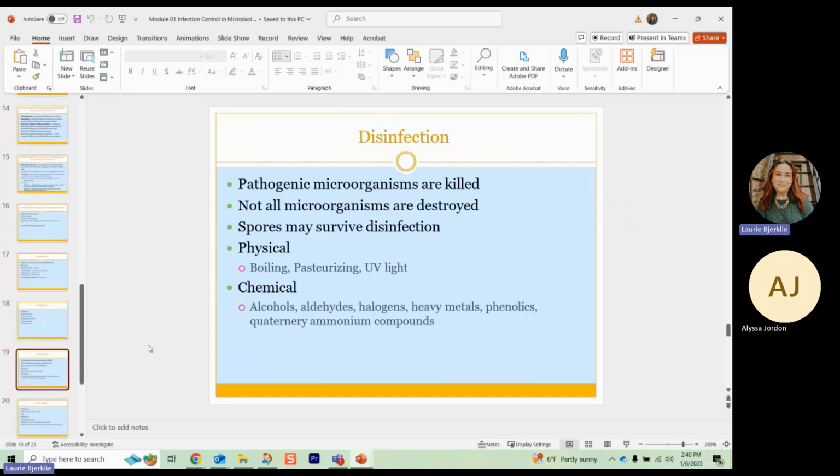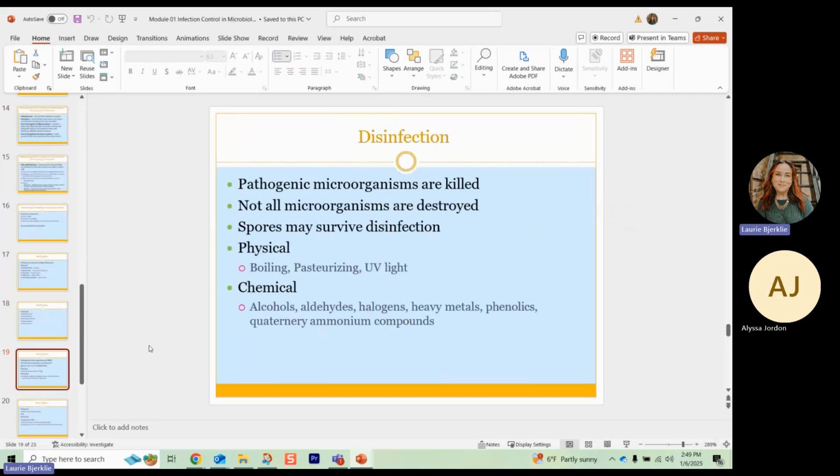And then disinfection is where you're basically killing a lot of the organisms, but not all. It's not as thorough as sterilization. Sterilization was aiming to kill everything. Disinfection is just mainly getting rid of a lot of it. Some things are going to still survive. Like if there's spores, they probably will still survive.